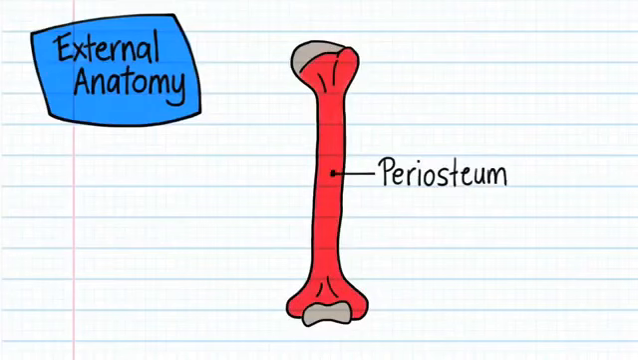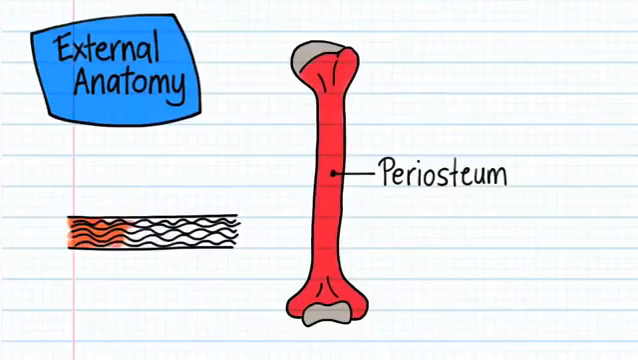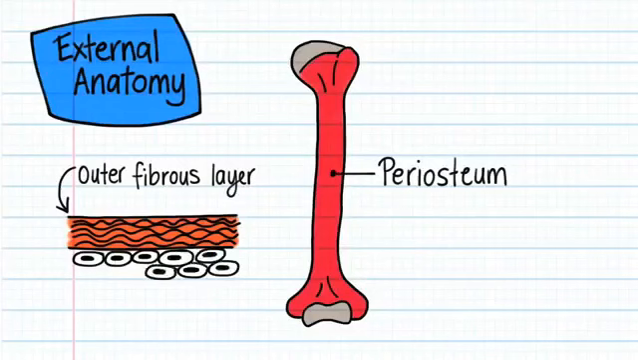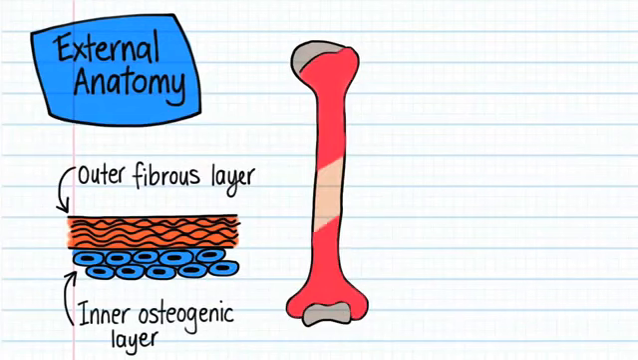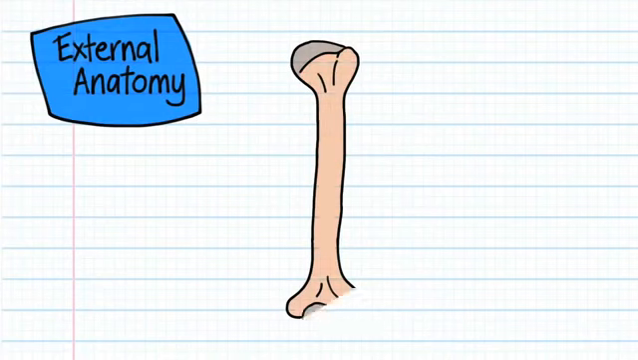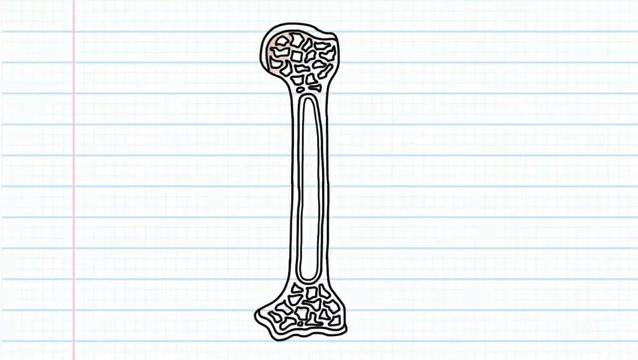The periosteum is divided into 2 layers: an outer fibrous layer of dense irregular connective tissue that protects bone, and an inner osteogenic layer that contains bone-forming cells. If we cut the humerus in half lengthwise, we can examine the internal anatomy of a long bone.